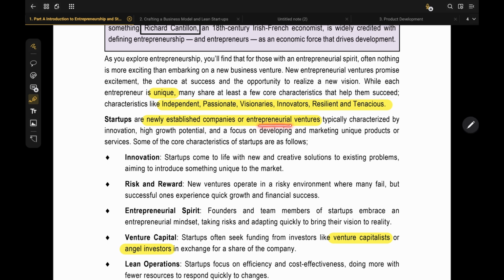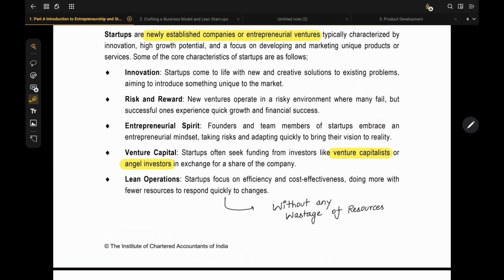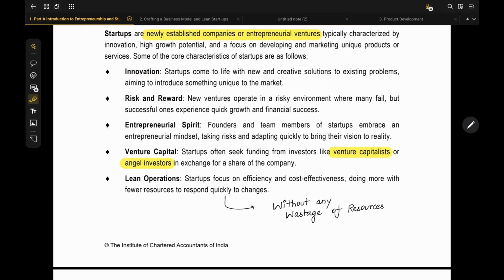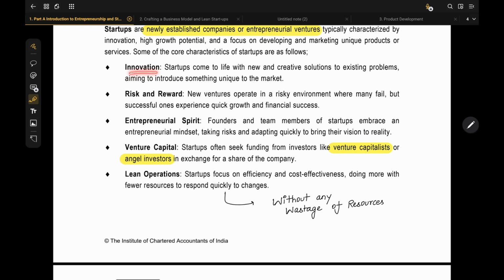They are entrepreneurial ventures. For them, they have these characteristics. If a company has these characteristics, it will be a startup. First thing is innovation. As I said, innovation should be there. Risk and reward. In every business, there is a risk. Like that in startup also, the entrepreneurs will take risk, and for that risk, the corresponding reward they will get.